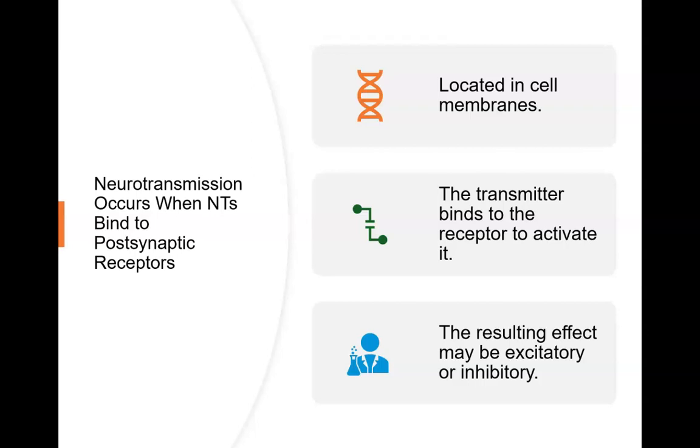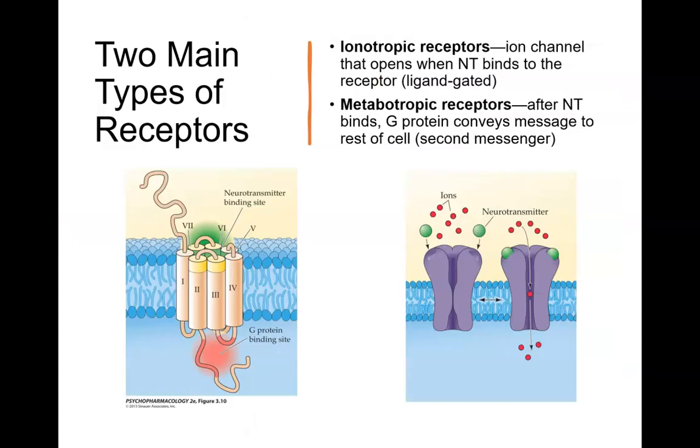But for the purposes of this class, we are largely going to talk about postsynaptic receptors. Do be aware that we do have presynaptic receptors like autoreceptors, and drugs can potentially affect these as well. Now, there are two main types of receptors that we're going to talk about: ionotropic receptors, which are shown here, and metabotropic receptors, which are shown here.